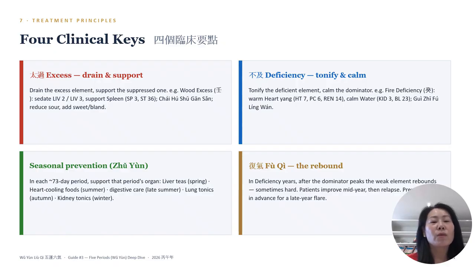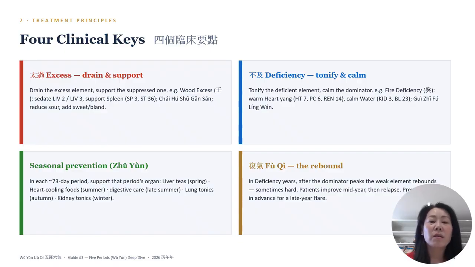Second, for a deficiency year, the principle is tonify and calm. Tonify the weak element and calm the one dominating it. In a fire deficiency year, you warm the heart yang with heart 7, pericardium 6, and ren 14. Calm the overstrong water with kidney 3 and bladder 23. And use something like Guizhi Fuling Wan.